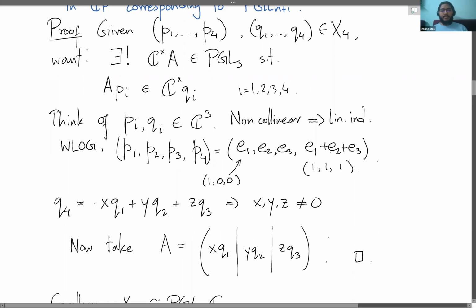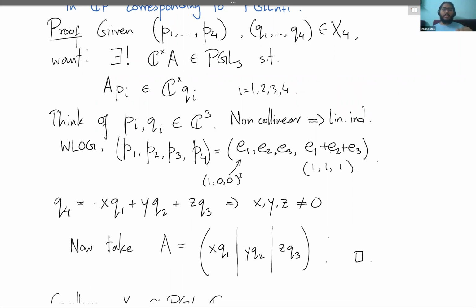And for the Qi's, because any 3 are linearly independent, I can write the fourth one as a linear combination of the first 3, with the additional constraint that none of the coefficients can be 0. For example, if the coefficient of Q1 was 0, that would mean that Q4 is in the span of Q2 and Q3, which if you translate to the projective plane tells you that those 3 points are on the same line.